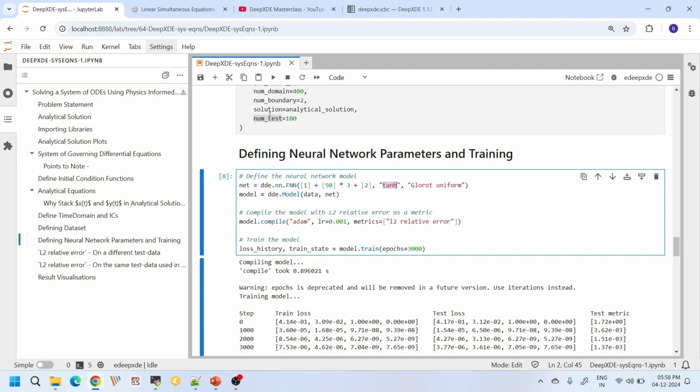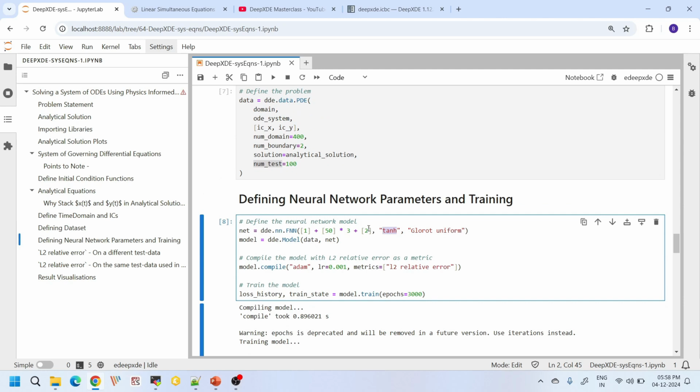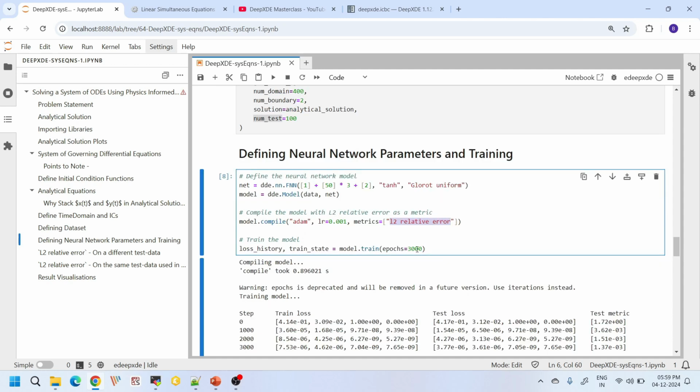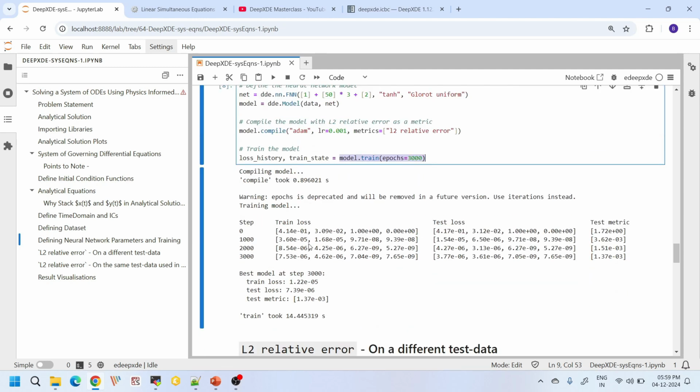And here, by combining this data set and the neural network into a model using the DeepXDE Model class, we are defining our model object, and setting up the compile options. The Adam optimizer with a learning rate of 0.001, and the metric is the default L2 relative error, and overall some 3000 iterations. If we issue model.train, training starts, and during the training it printed these kinds of losses.